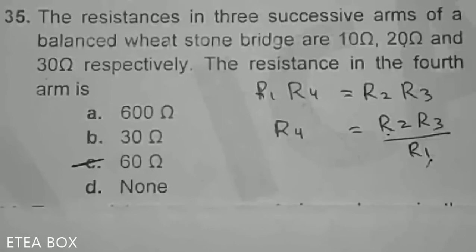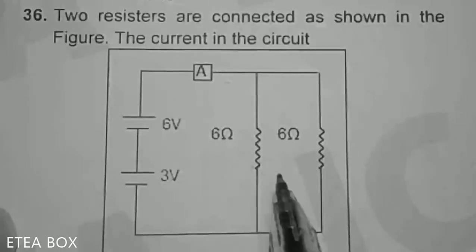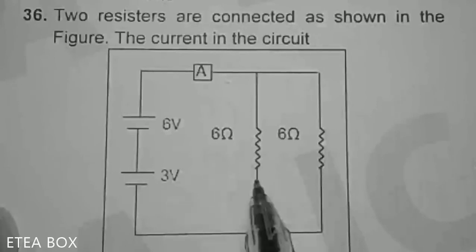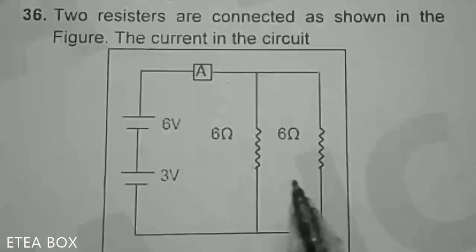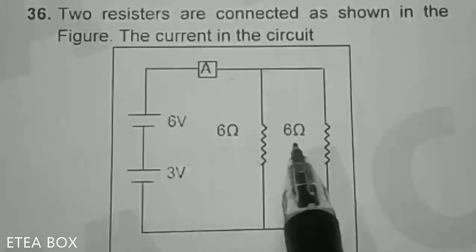Two resistors are connected as shown in the figure. The current in the circuit is, now, in order to find the current, first of all you have to find the equivalent resistor. Okay, look, this is a parallel combination. For a parallel combination, in order to find the equivalent resistor, look here, the resistances are equal. Okay, the resistances are equal.